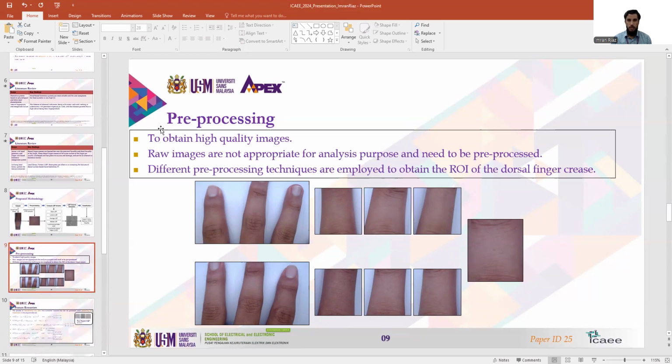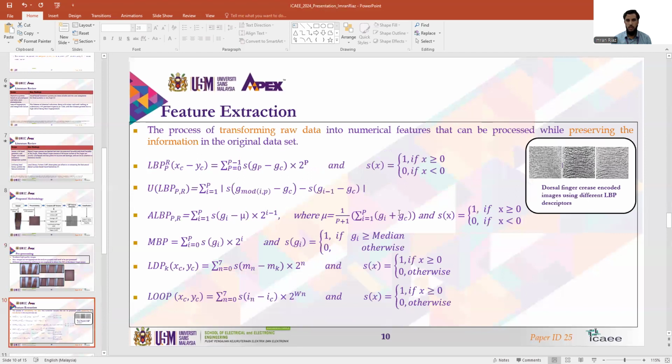When we have the DFC images, the pre-processed DFC images, then we will move to the feature extraction. Definitely, the DFC images directly cannot be used for classification purpose. Feature extraction will be more effective to extract the more detailed and more informative features rather than considering the whole data points of the image. So this is the mathematical calculation of the different local binary pattern variants.